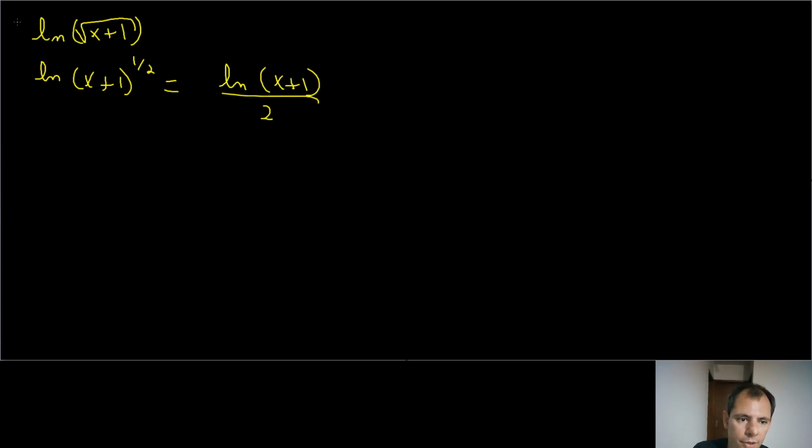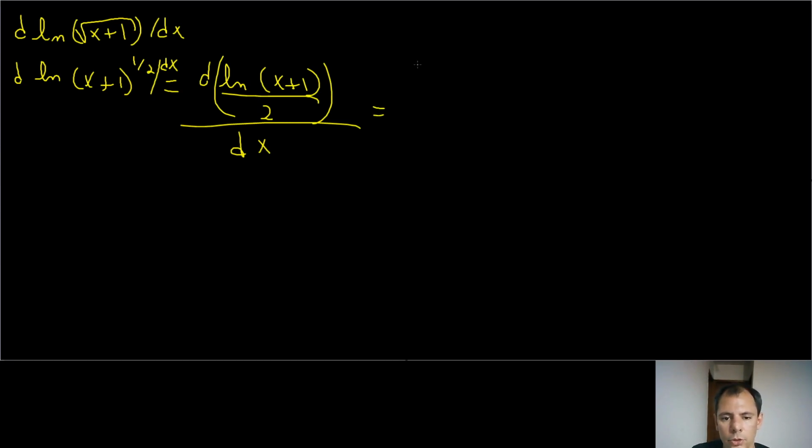And now you have to differentiate that, right? You want to differentiate this with respect to dx. So, differentiating here, you can put the half outside because it's a constant. And then times 1 divided by x plus 1. And that'll be it. 1 over 2 times x plus 1.